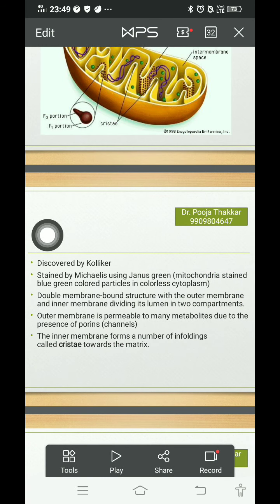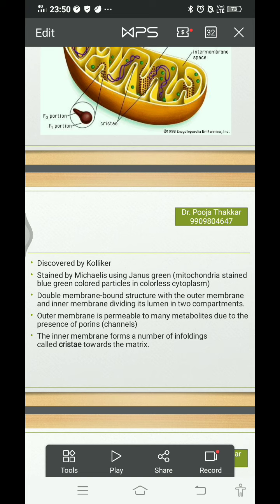Now in this upcoming slide, we will discuss mitochondria, which were preliminarily discovered by Kolliker. They were stained by Michaelis using a particular stain called Janus green. So they stain blue or green colored particles in the colorless cytoplasm so that you can study them easily. They are double membrane bound structures, as we have discussed, the outer membrane and the inner membrane, and they divide the lumen into two compartments.